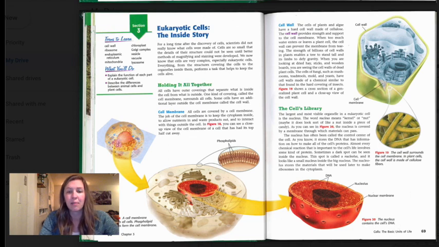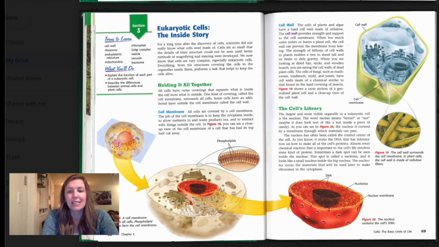When you are looking at dried hay, sticks, and wooden boards, you are seeing the cell walls of dead plant cells. The cells of fungi, such as mushrooms, toadstools, mold, and yeast, have cell walls made of a chemical similar to that found in the hard coverings of insects. Figure 19 shows a cross-section of a generalized plant cell and a close-up view of the cell wall. The cell's library. The largest and most visible organelle in a eukaryotic cell is the nucleus.